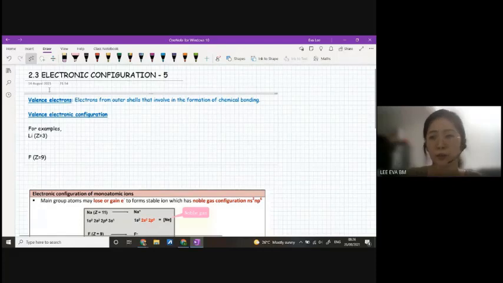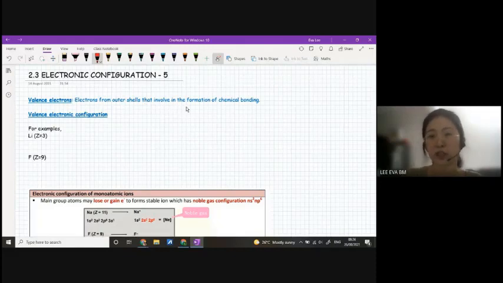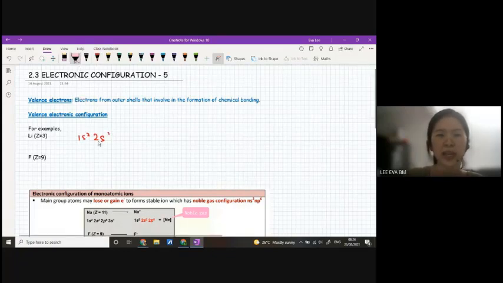Valence electrons are the electrons from the outer shell that are involved in the formation of chemical bonding. As Madam showed you just now, the valence electronic configuration represents how many valence electrons you have for that element or atom. For example, lithium: 1s2 and then 2s1, three electrons altogether. So the 2s1 will be its valence electronic configuration.